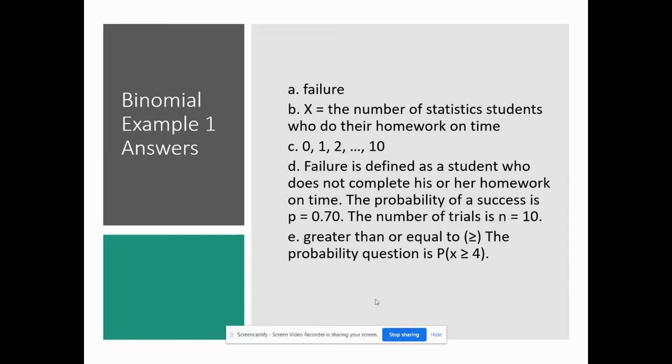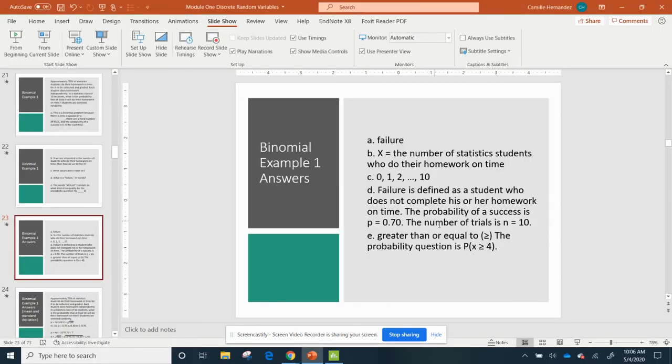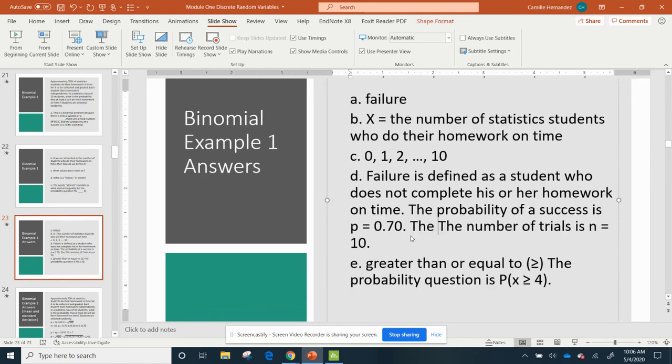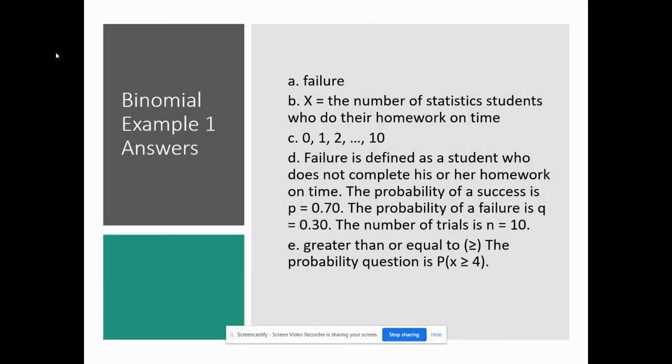So remember, if the probability of success is 0.70, I'm going to make this bigger so you can see what I'm going to do. Then the probability of a failure is Q equals 0.30. Where did I get that? Remember, 1 minus 0.70 equals 0.3. And again, the number of trials is 10. So when we write greater than or equal to, which is at least, we write P where X is greater than or equal to 4.